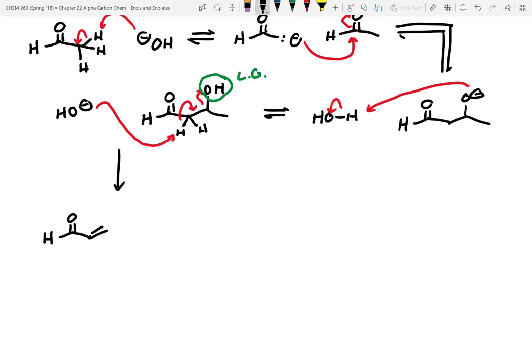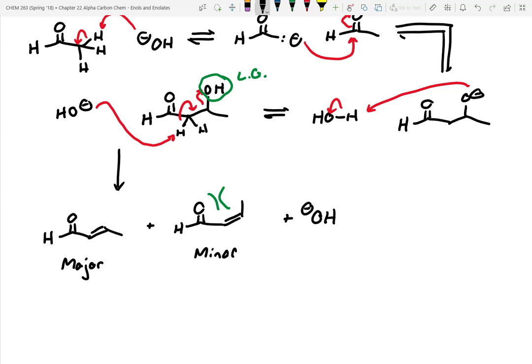All right, so you end up making mostly this. This would be major. But if you remember from E2 reactions, you can get both an E and a Z alkene, meaning this will be your minor product. And why do you think that's minor? Sterics, right? Your alkene prefers to be kind of out of the way from that oxygen, so that's going to be your minor product. And then in addition, you generate hydroxide.